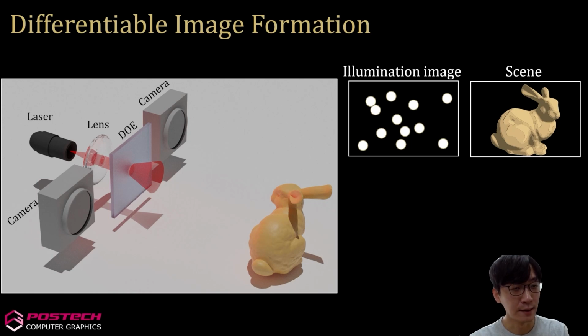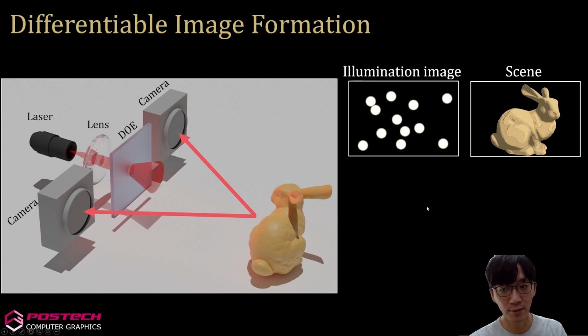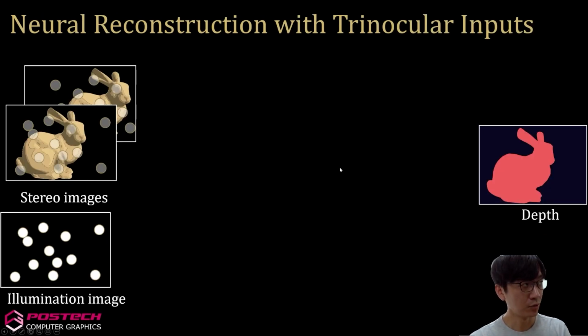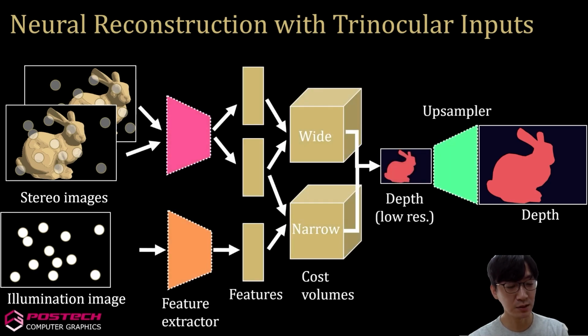Now, as we have this illumination image and the virtual scene asset, including the depth information, normal information, and the albedo, we can simulate the captured images from the stereo cameras, given this scene illumination image. Okay. Then we can calculate these stereo images, where the DOE illumination is projected on top of the scene, using geometric optics, specifically epipolar geometry. Now that we have simulated the sensor inputs, we reconstruct depths by estimating correspondence between the images.